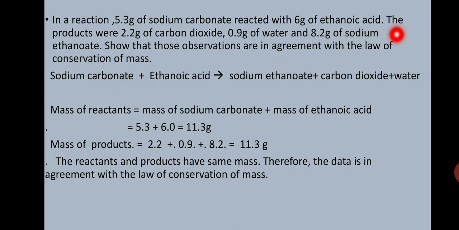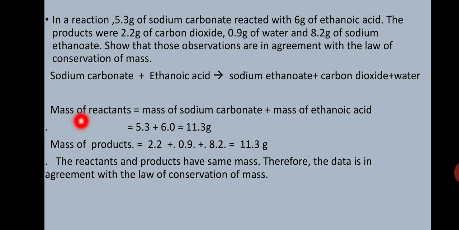Read the rest of the question. The products are already given: 2.2 gram of carbon dioxide, 0.9 gram of water and 8.2 gram of sodium ethanoate. So there are three products: sodium ethanoate, carbon dioxide and water. So two reactants and three products. When we write this equation, it's very easy to find the rest of the values because we can identify them straight away.